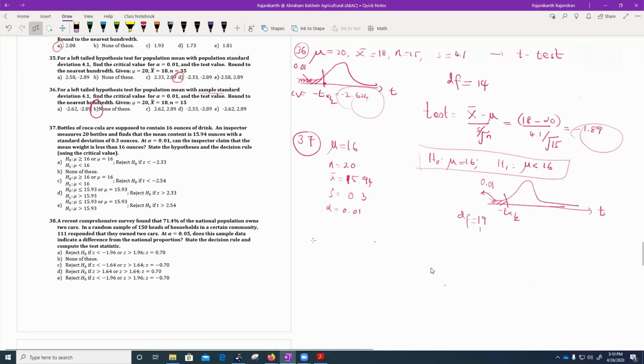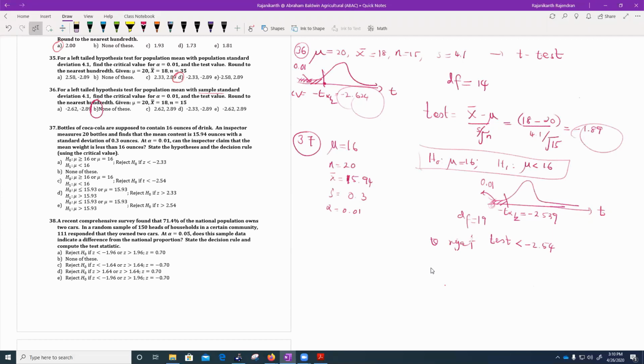So my T alpha over 2 is 2.539, but since I need to have a negative 2.539. Okay, so that means if you want to reject your hypothesis, you have to have your test value in this region. That means your test value should be less than this value, right? To reject.